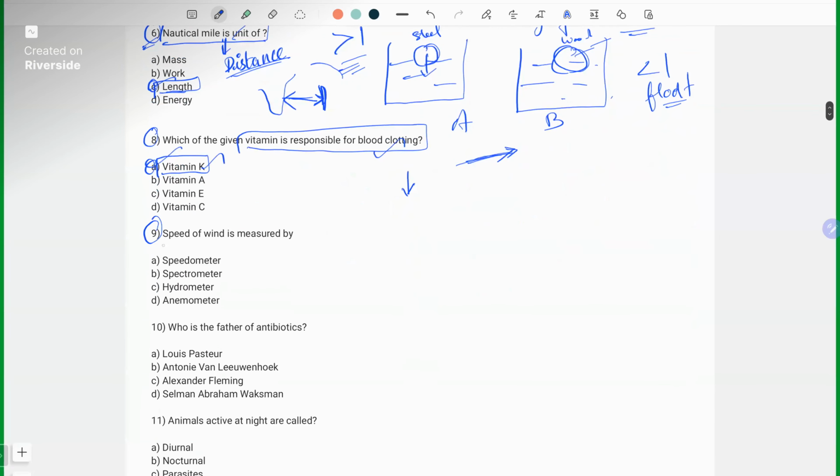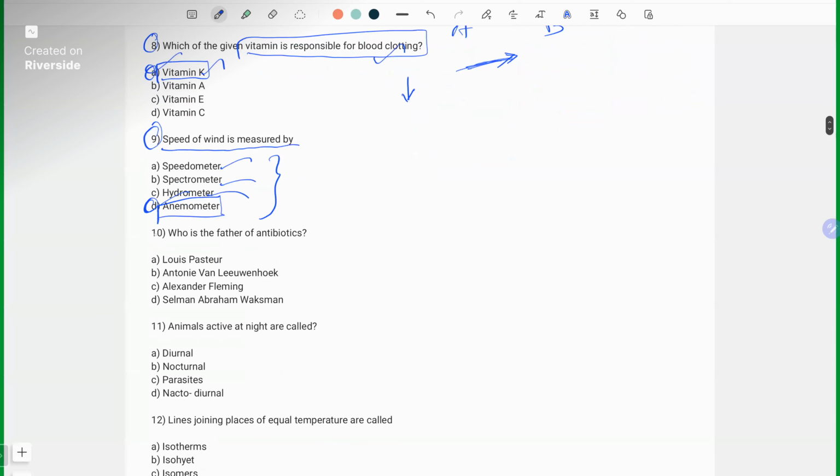And question 9. Speed of wind is measured by. What is the answer? Anemometer. Very good. Make sure you go through what is a speedometer, spectrometer, hydrometer, and make a note of it. Question 10. Father of antibiotics. Louis Pasteur. No, man. Alexander Fleming. No. Antibiotics. Sorry, ma'am. Alexander Fleming will actually never come here. It is Selman Abraham Waxman.